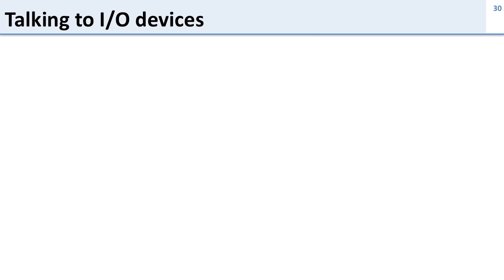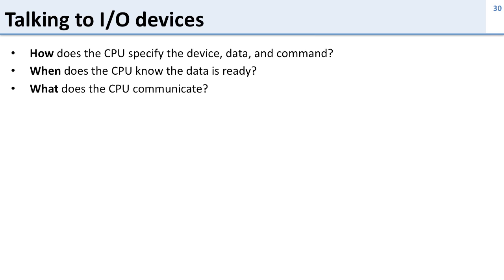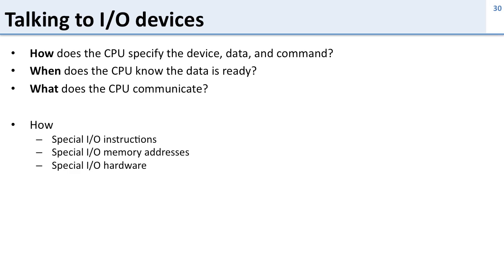So now we're going to cover how you talk to I/O devices. When we talk about communicating with I/O devices, we need to specify how the CPU specifies the device, the data, and the command. We need to specify when the CPU knows the device is ready, and what the CPU communicates to the device. So how do we talk to the device?